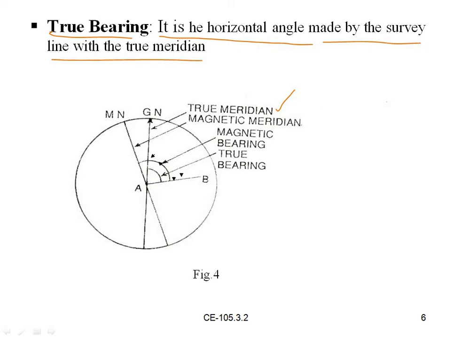And the next one is magnetic meridian. So this is MN, that means magnetic north. This is the direction where we have seen. And the next one is magnetic bearing. So this is the magnetic bearing we have seen. So the next one is true bearing. So totally we are having two bearings and two meridians. The meridians show the directions and the bearings show the angles.